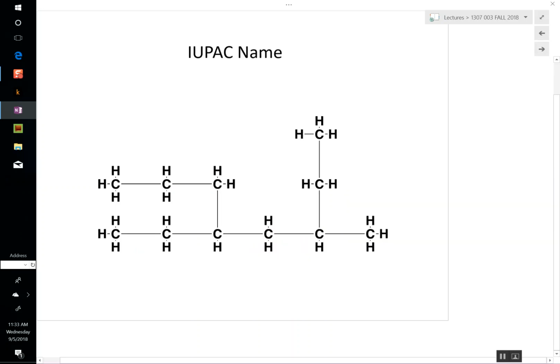Okay, remember now we decided this was the longest chain. I'm going back to these same molecules. We had this, and we decided this was carbon number 1.